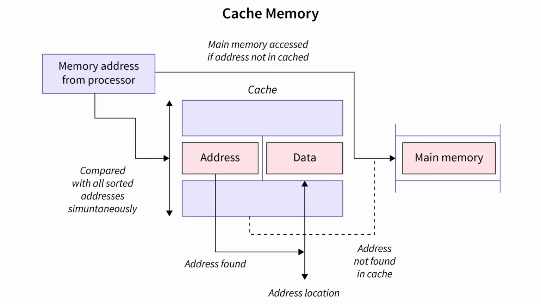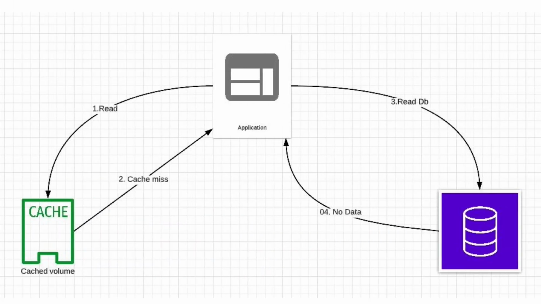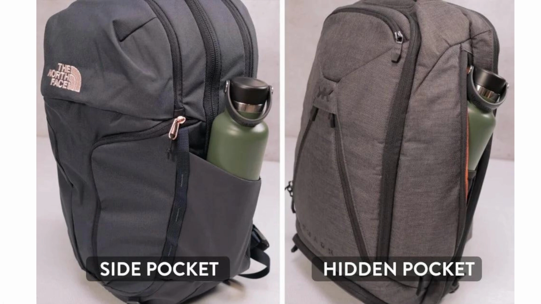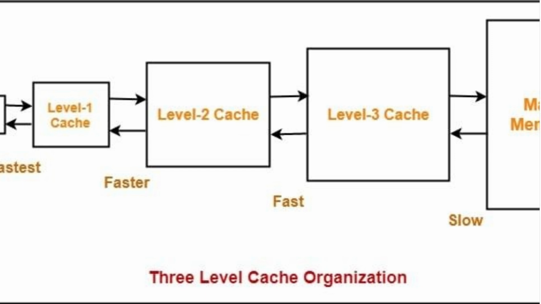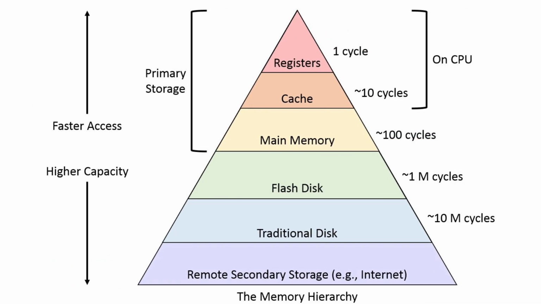Now, let's understand this with a simple analogy. Think of cache memory like your pocket. You keep frequently used items like your phone or keys in your pocket instead of your bag. If you need something, you first check your pocket. If it's there, you save time. If not, you go to your bag. Similarly, the CPU first checks cache memory before accessing RAM.